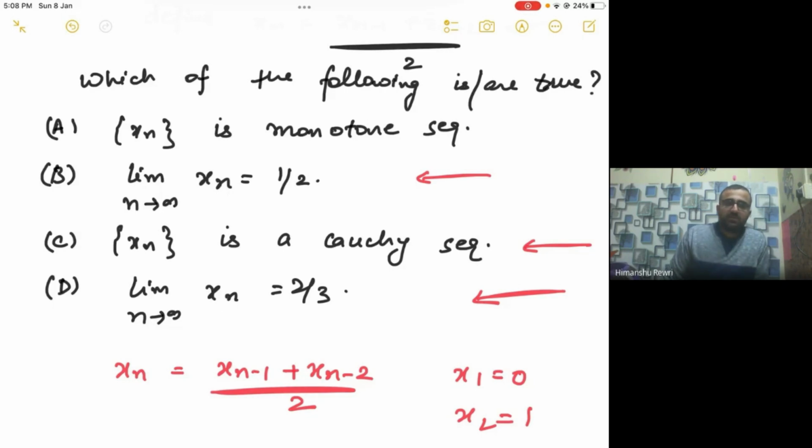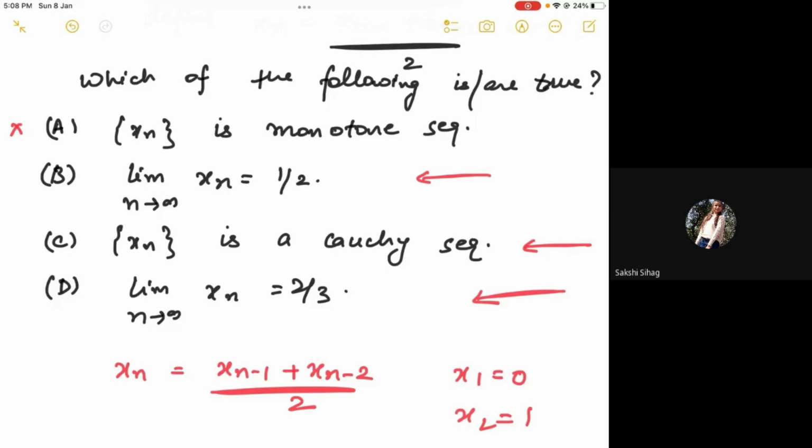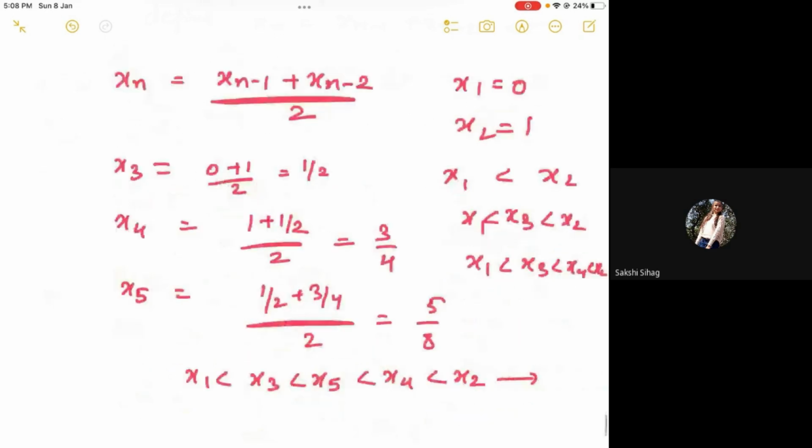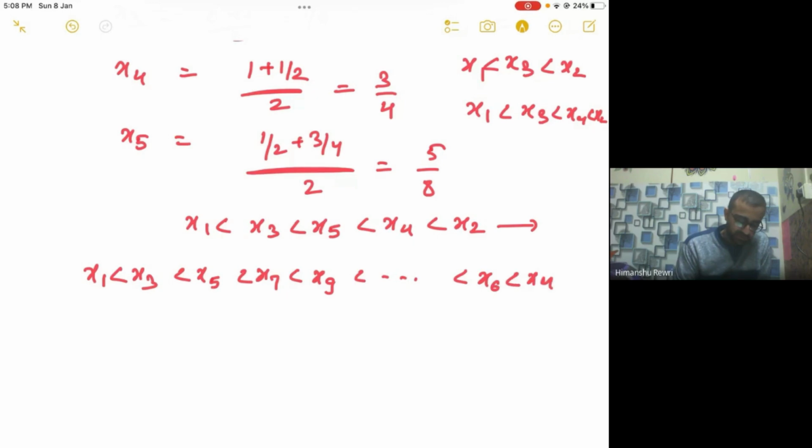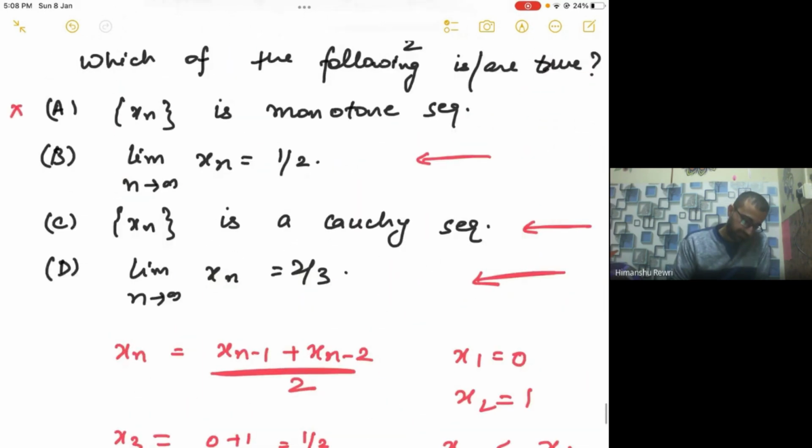By putting the values of n equal to 3, 4, 5, this gives us a hint that xn is not a monotonic sequence. Yes, sir. So if you check the pattern, it will go like x1 less than x3 less than x5, then x7, x9, and so on, whereas here we have x6, x4, x2. Yes, how will we prove it?